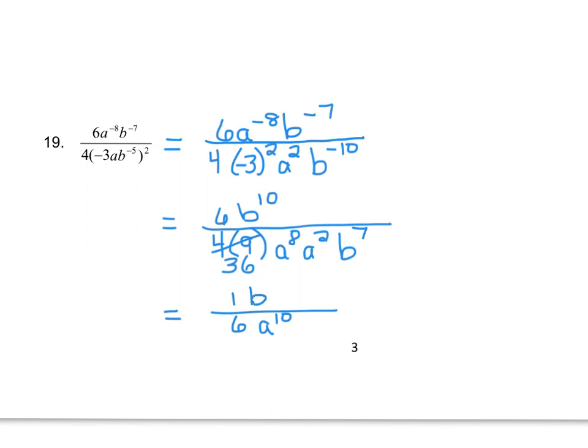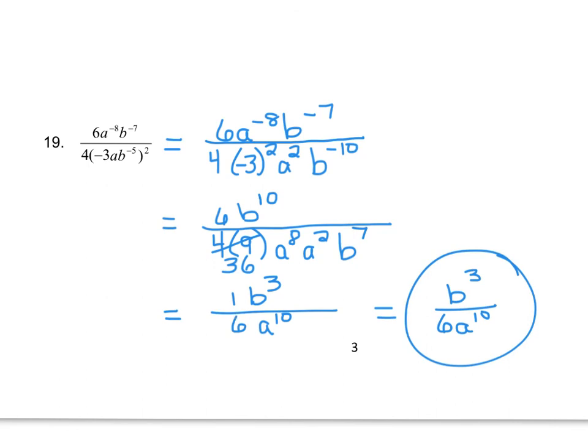Or the other way you can look at it is when we're dividing two terms with the same base, don't we subtract the exponents? So 10 minus 7 is 3. And we put those 3 b's on top because that's where the bigger exponent was. So if you want to rewrite this as b cubed over 6a to the 10th, that is the answer. Or if you wanted to leave it with the 1, that's fine as well.